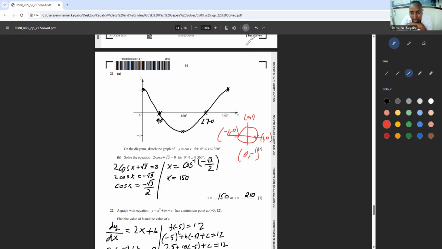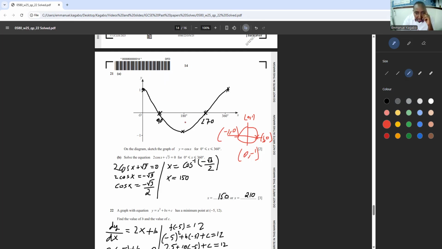Now, at this point, cos is 1, sine is 0. At this point, cos is 0, sine is positive. Then cos is negative 1, sine is 0. Now, let me just try to do the question very fast. If there's something you don't understand, just write in the comment, then I'll get back to you.